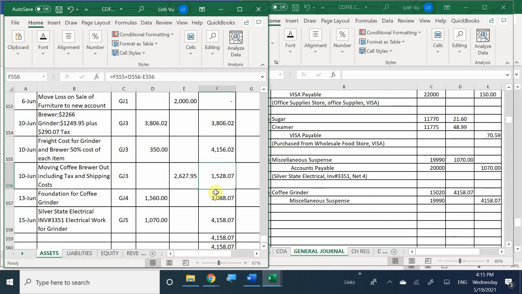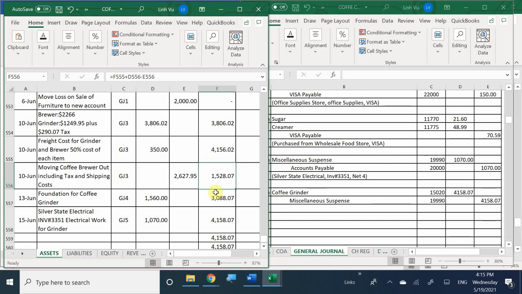But when I took my coffee brewer out, I took out everything, including the tax and the shipping for the coffee brewer. So what I'm left with is my coffee grinder with the leftover tax and the leftover freight. So my amount for just my coffee grinder itself is a grand total of 1528.07. But because I had to do foundation work on it and electrical wiring, these two are separate costs that are included to get this asset ready for service.